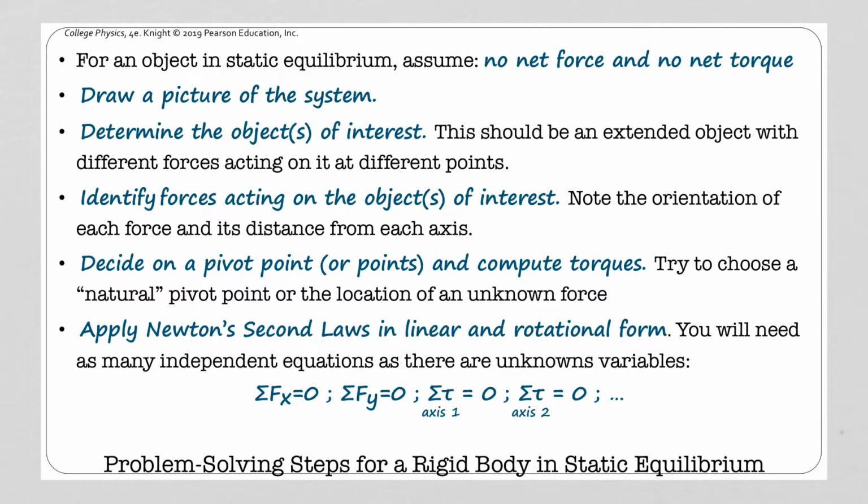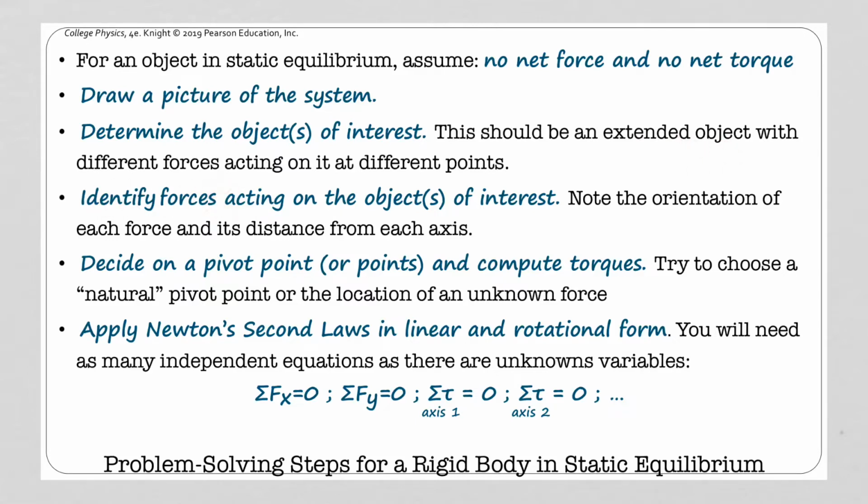And so what we want to do for static equilibrium is to assume no net force and no net torque, that these quantities are zero. That's not to say that there are no forces acting, but that the forces sum up to zero and the torques also sum up to zero. Then we'll draw a picture of the system, determine the object or objects of interest. In this case, we're going to be considering an extended object with different forces acting on it in different points.